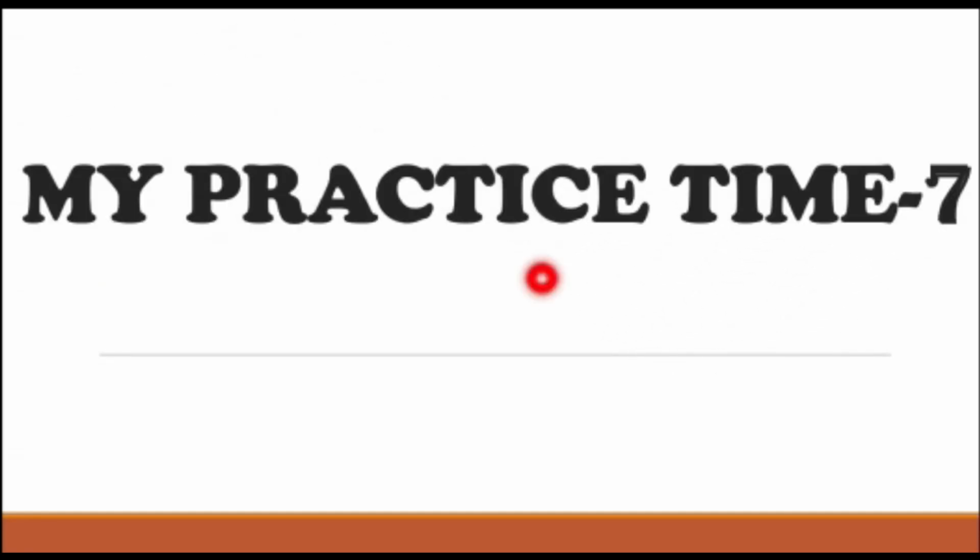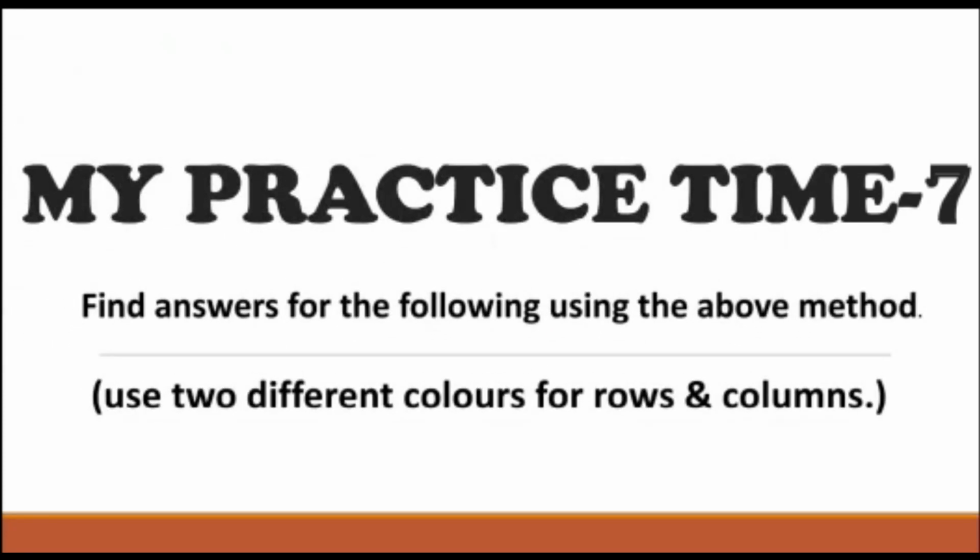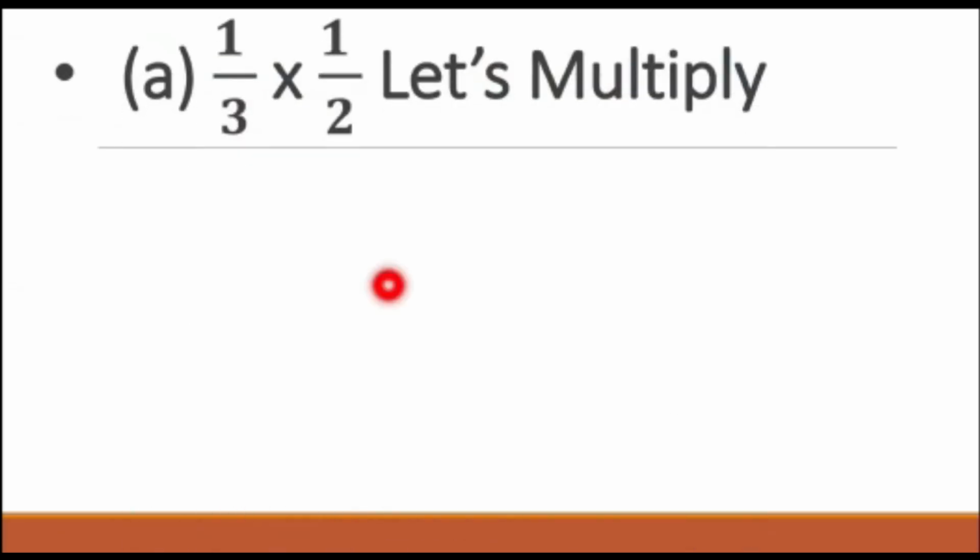Dear students, now we will solve a few questions of my practice time 7. The first question is: find answers for the following using the above method. The above method means as I just explained how to multiply fractions through rows and columns. Use two different colors for rows and columns as we have done already. Question number A, 1 by 3 multiplied by 1 by 2.